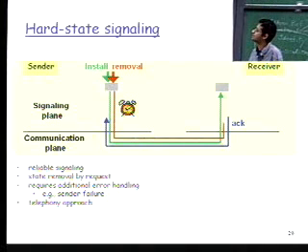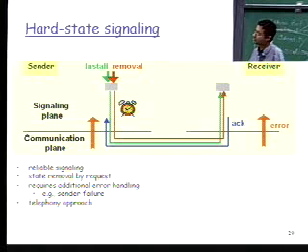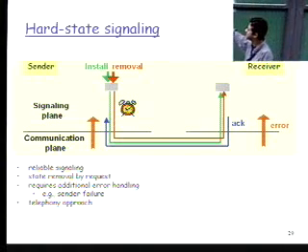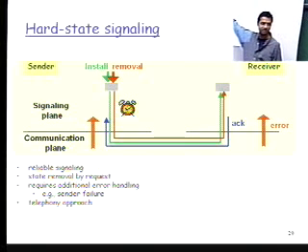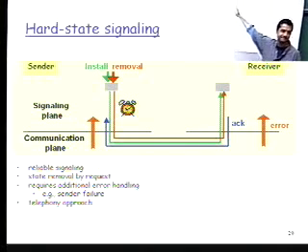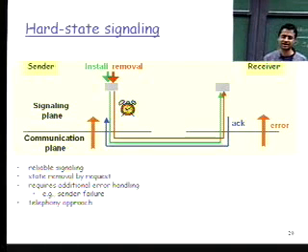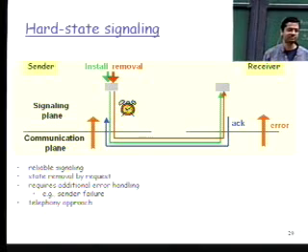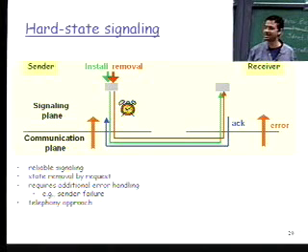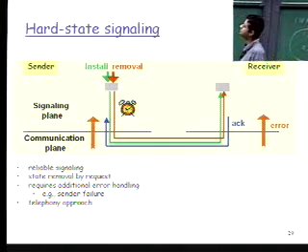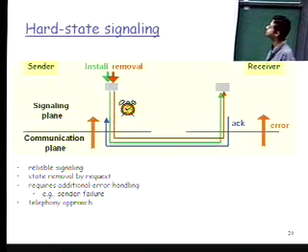This signaling is reliable. So when you send the state across, the receiver is going to acknowledge whether it received the state or not. If no acknowledgement comes, then the sender will try and send it again. So this is different from best effort. This is reliable signaling. Until the state gets installed, the sender will keep on trying to install the state.